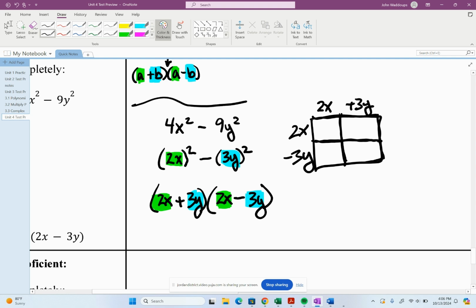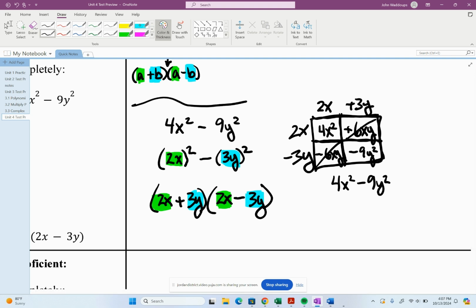because 2x times 2x is 4x squared. 2x times 3y would be plus 6xy. 2x times a negative 3y would be negative 6xy. And then a negative 3y times a positive 3y would be negative 9y squared. And I notice that plus 6xy and minus 6xy are opposite, and so they cancel each other out. And I would be left with just 4x squared minus 9y squared.